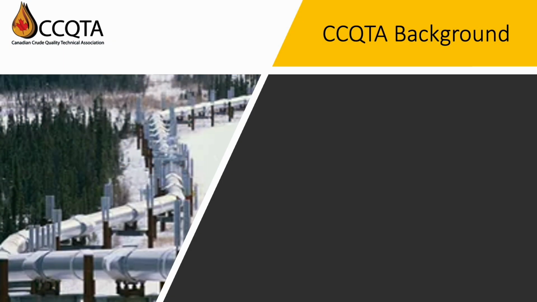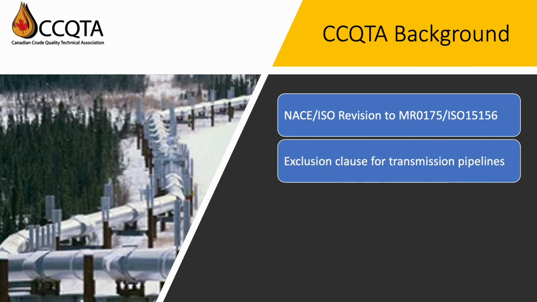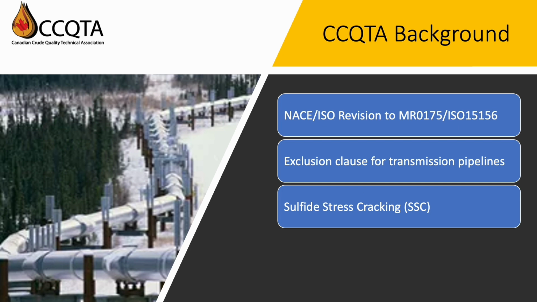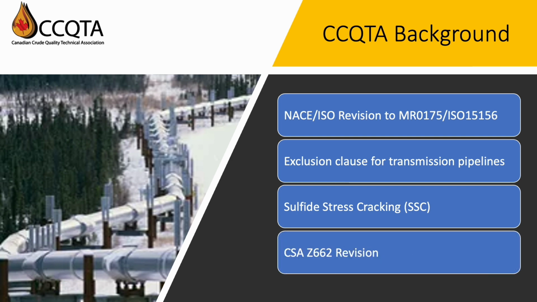At a similar time as the tanker incident, NACE revised the MR0175 material standard and removed a legacy exclusion. This clause was for transmission pipelines in relation to the material requirements for sour service operation to prevent sulfide stress cracking, or SSC. This prompted the Canadian Standards Association, or the CSA, to also update standard CSA Z662 to which Canadian pipelines must adhere. With thousands of kilometers of transmission pipelines already in service that were not constructed to sour service specifications, this caused a lot of concern for pipeline operators.